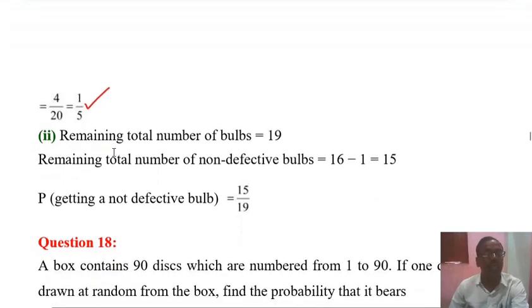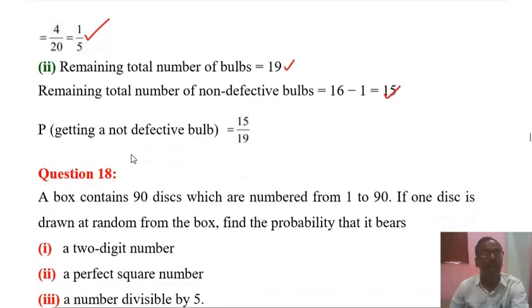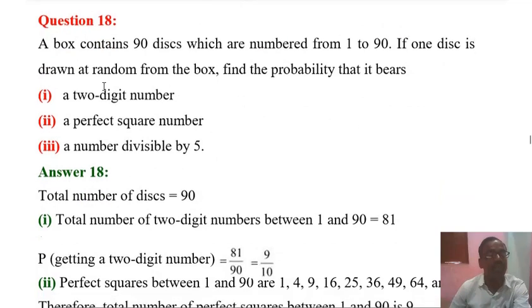Let's see the second part of question number 17. The remaining total number of bulbs is 19. So the remaining number of non-defective bulbs is 16 minus 1, equal to 15, and the probability of getting a non-defective bulb is 15 by 19. Hope there is no problem understanding the solution of the second part of question number 17. Let's see question number 18 of this exercise.